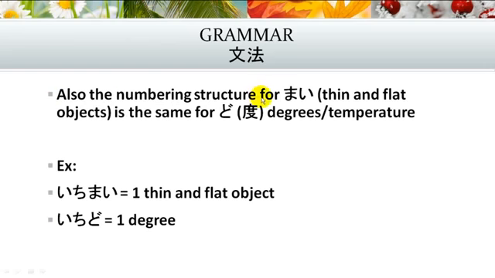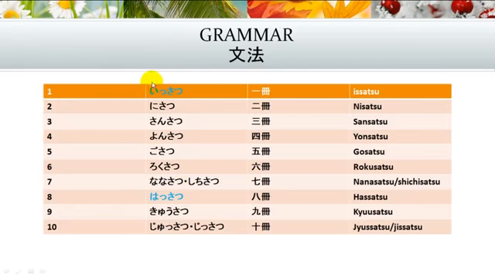Also, the numbering structure for mai, which is used for thin and flat objects, is the same for do, which is used to express degrees and temperature. So, for example, 1 thin and flat object is ichimai, and 1 degree is ichido. Let's look at another group of classifiers.